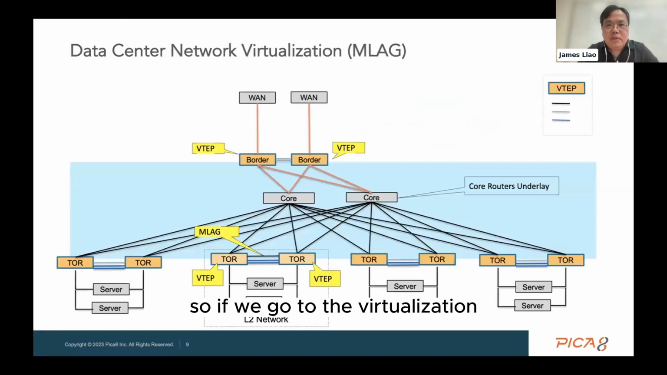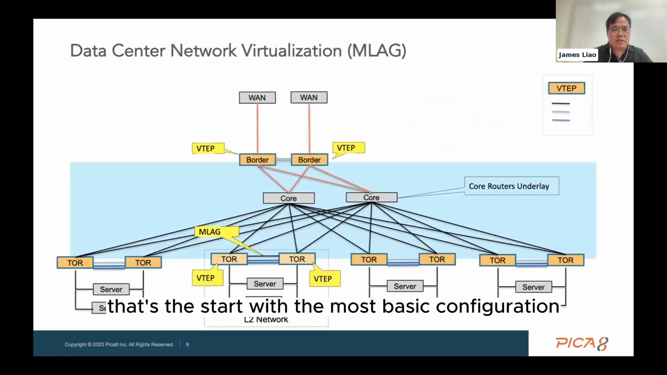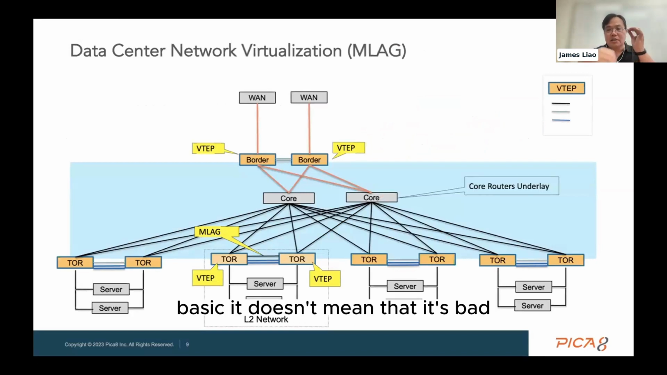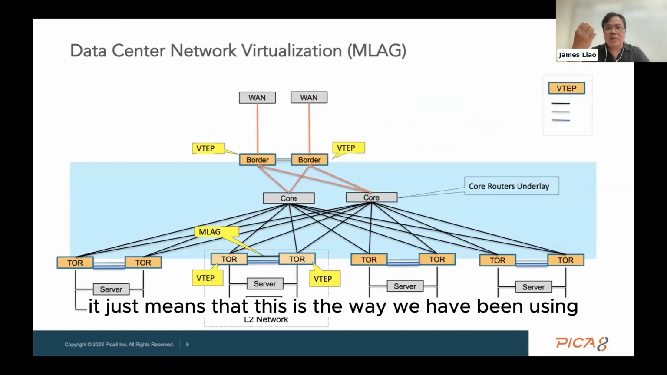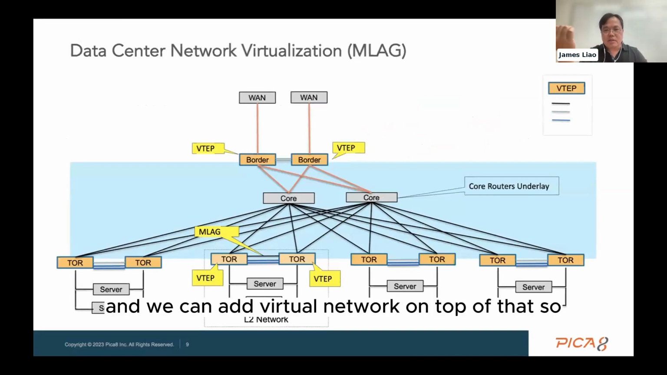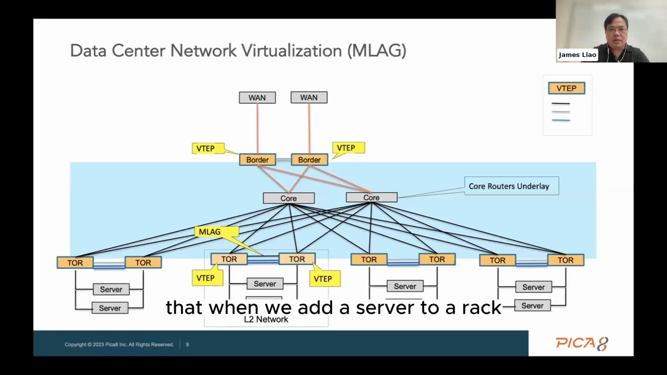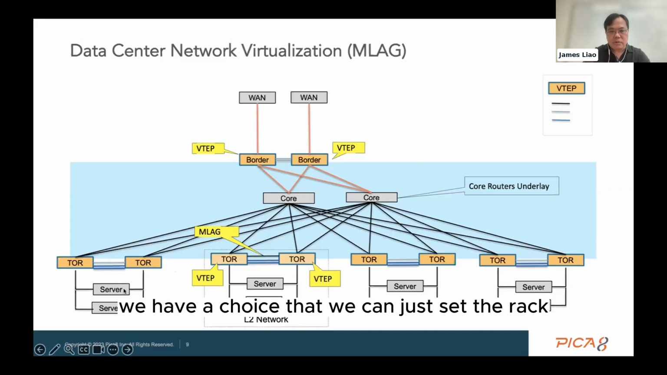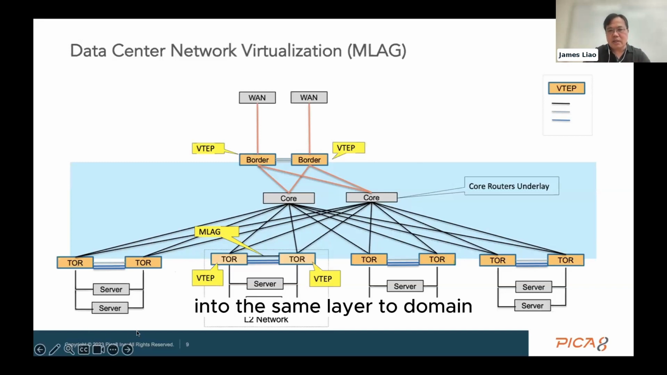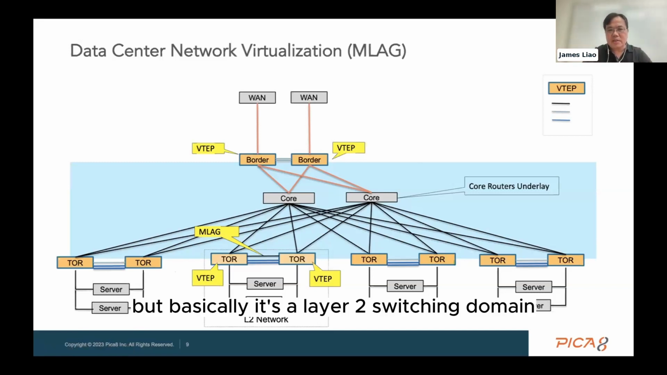So if we go to the virtualization, let's start with the most basic configuration. Basic doesn't mean that it's bad. It just means that this is the way we have been using, and we can add virtual network on top of that. So in the traditional way, when we add a server to a rack, we have a choice that we can just set the rack into the same layer 2 domain, or separate layer 2 domain, but basically it's a layer 2 switching domain.